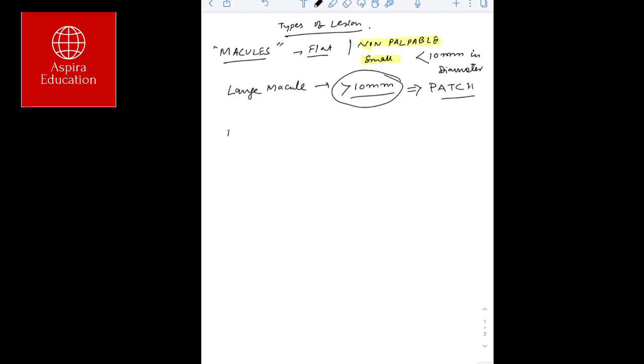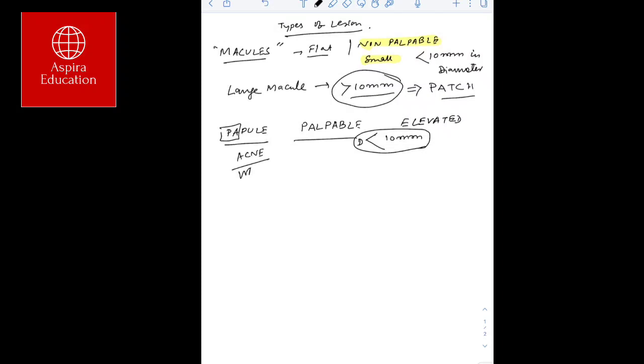Okay. The next class of lesion is the papule. Who are they? A papule is palpable. A papule is elevated, but a papule is small. That is also important. A papule is a palpable, small, roundish or ovalish lesion. They are elevated from the surface, but they are small. That's why their diameter is less than 10 millimeter. Where can we get a papule? We can get papular lesions in acne.